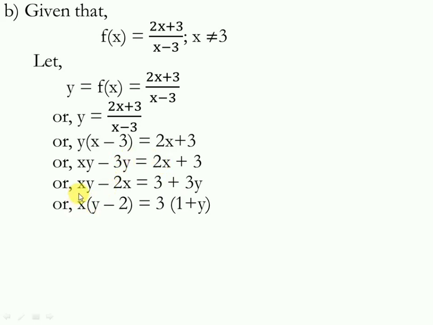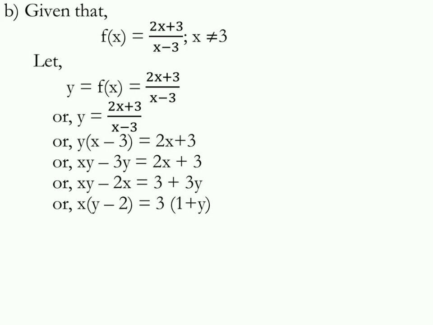Now you can take x common from here, so it is (y - 2), and 3 common from here, (1 + y), after taking the commons. Now making x the subject, that means x should be only on the left side and all other parts should be on the right side.